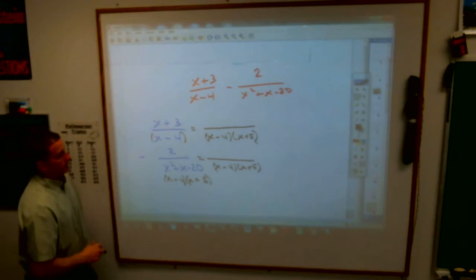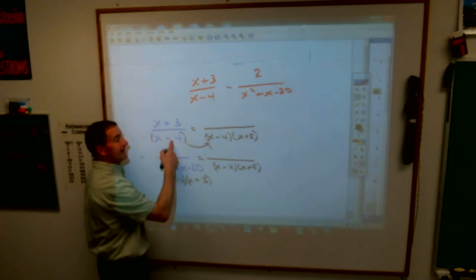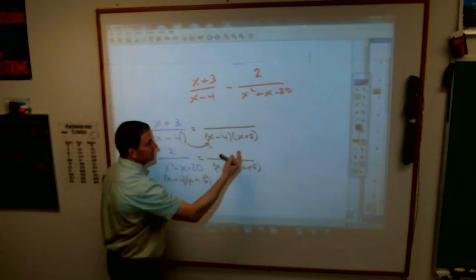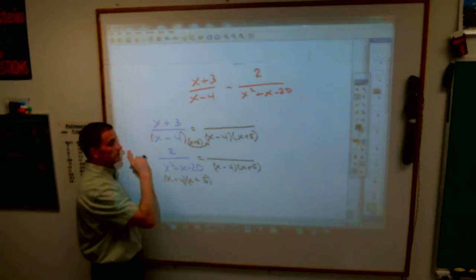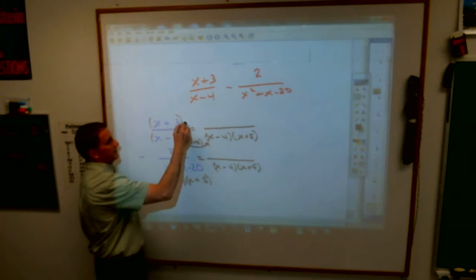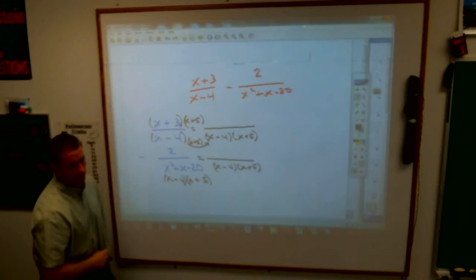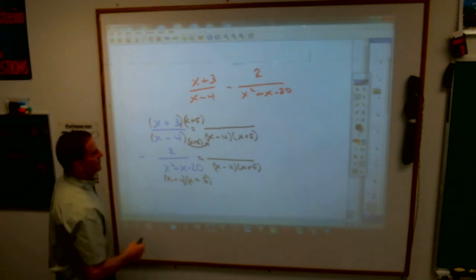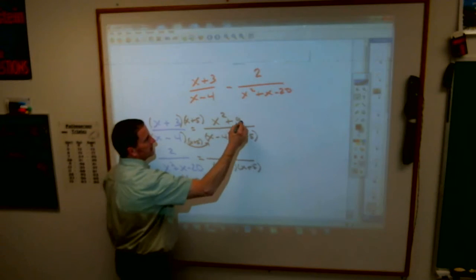Got it? So, what am I missing here? What do I have to multiply x minus 4 by to get x minus 4 times x plus 5? x plus 5. You guys are better than I give you credit for. Now, so I have to multiply the top by x plus 5. Well, guess what that is? That's a binomial times a binomial, which gives me what? x squared plus 8x plus 15.